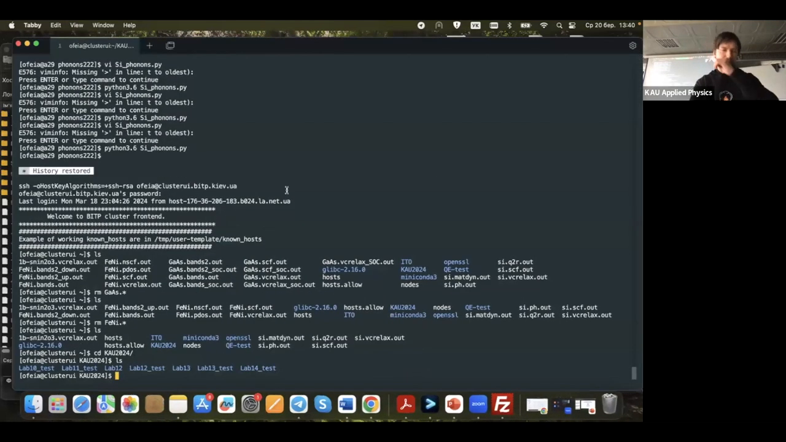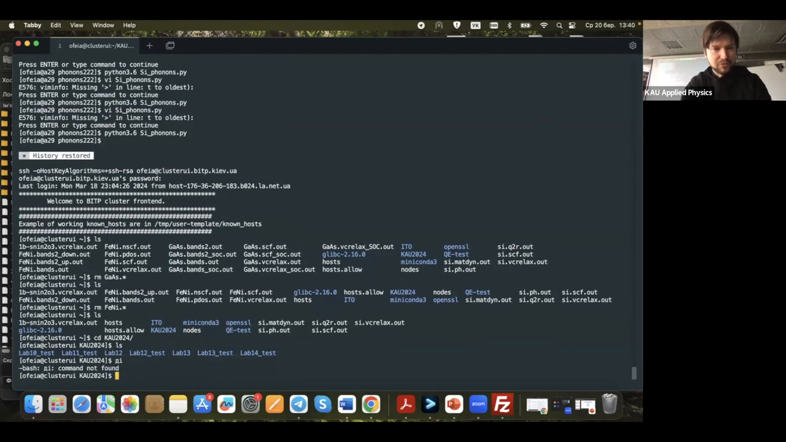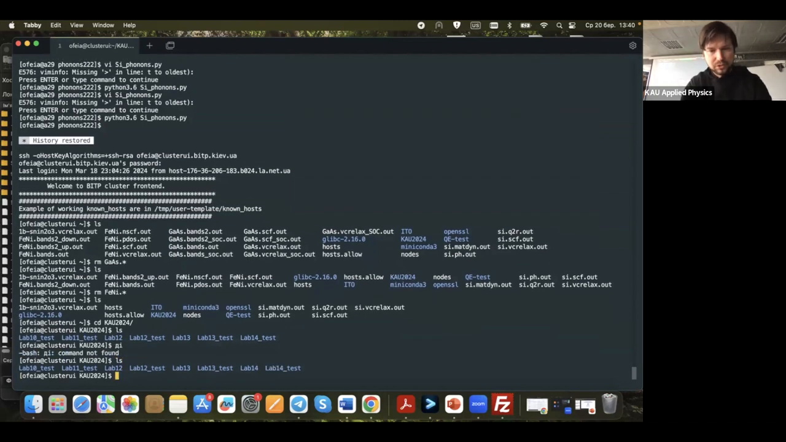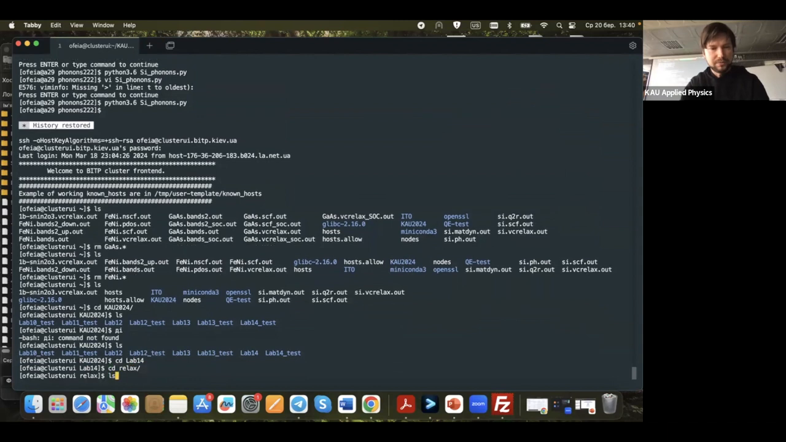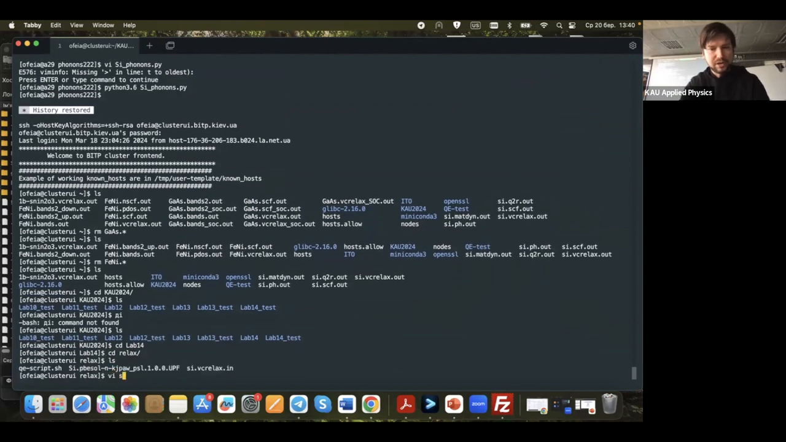We will work with diamond silicon because it's very simple. It's only two atoms in the primitive unit cell, and it will not take a lot of time. But even for this super simple structure, we should wait for a while to create phonons. So, we have lab 14. We go to the relax folder. We can see the file.